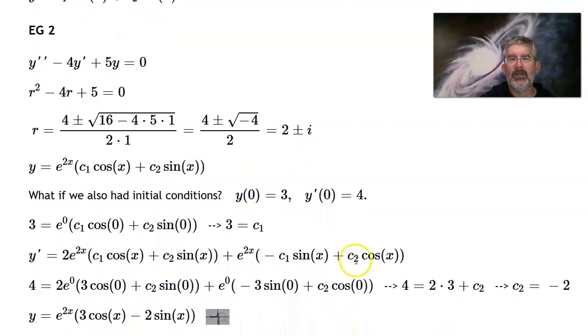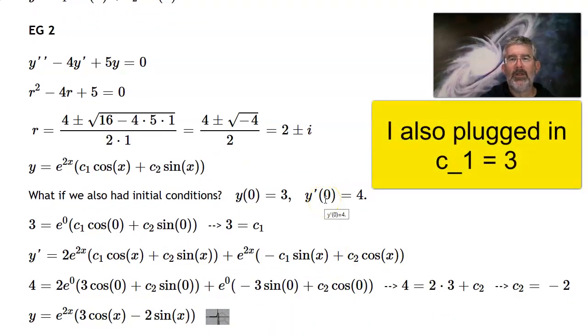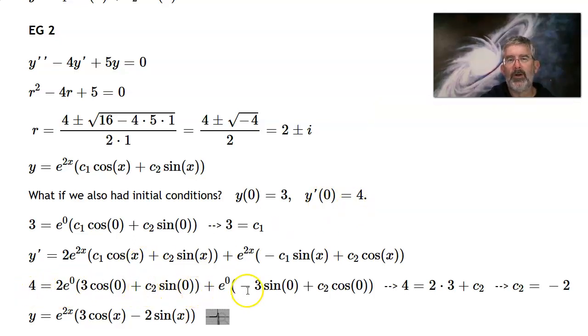Now plugging in that initial condition with y prime of 0 equals 4, saying I want a 4 out when I plug a 0 in for all these x's. There's a bunch of them there. The sine of 0 is 0, the cosine of 0 is 1, and we end up with 4 equals 6 plus c2, meaning that c2 is negative 2. And my particular solution is this: y equals e to the 2x times the quantity 3 cosine x minus 2 sine x.